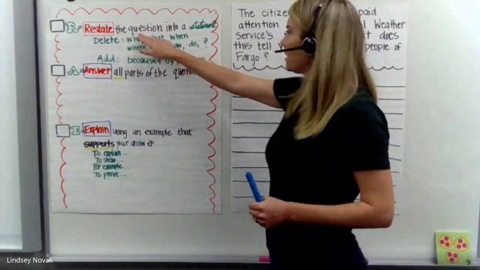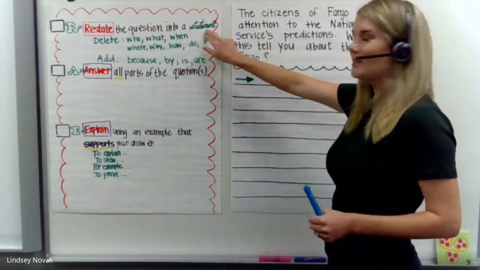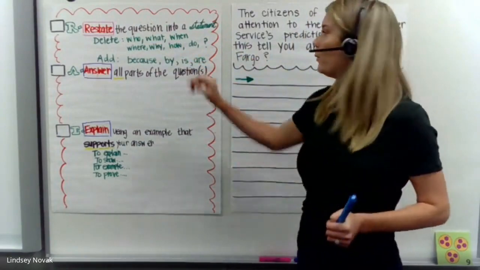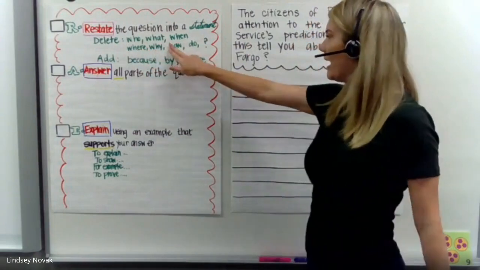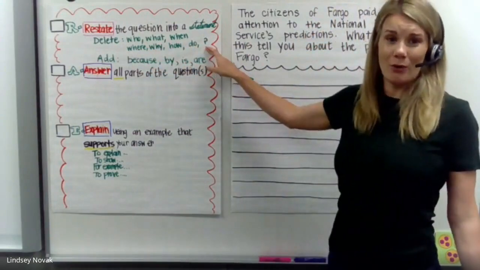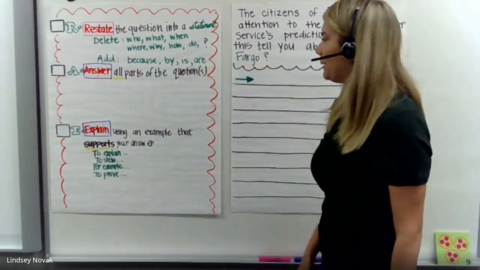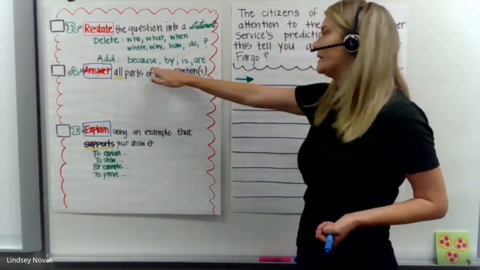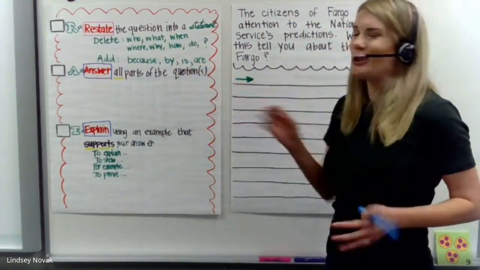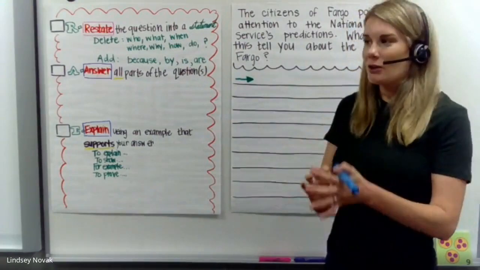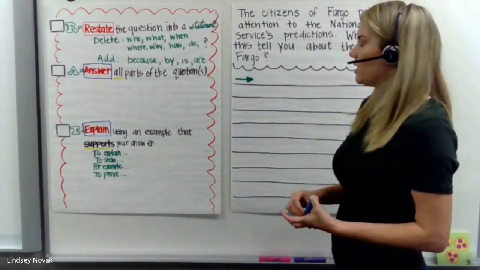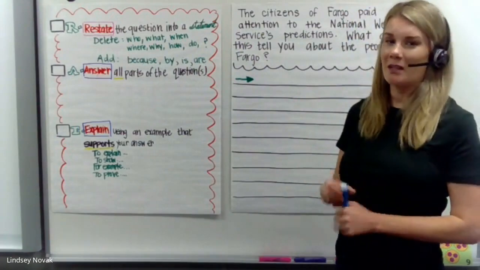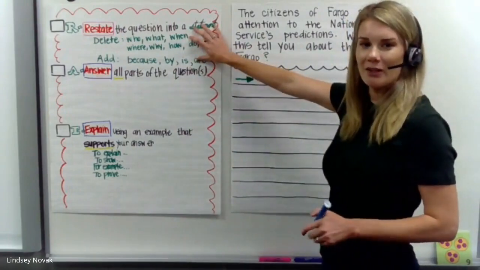Restate means restate the question and turn it into a statement. To do that, you might have to delete some words. You want to delete who, what, when, where, why, how, do, and any does or question mark words. And then you might have to add some stuff to make it make sense. You might have to add because, by, is, are. You might have to change some singular or plural. You might have to change the verb tense. So you're going to have to move things around to make it make sense at that step. Let's look at what that looks like.